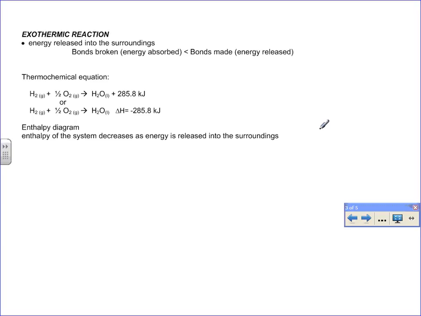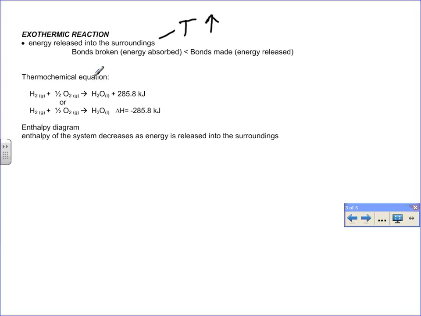In an exothermic reaction, energy is released into the surroundings, so this time we experience a temperature increase. During the process of the reaction, the energy is being released, the surroundings absorb it, and that's why the temperature of the surroundings increases.